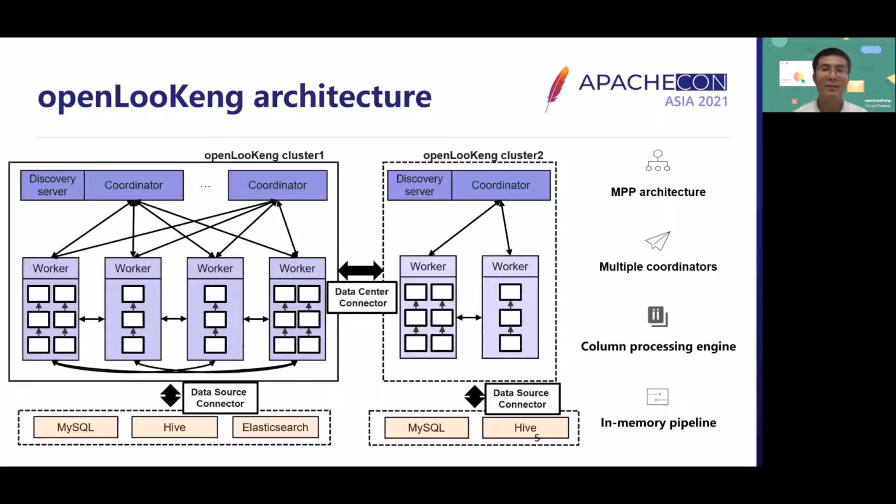So in general, OpenLooKeng is an MPP-like architecture with multiple coordinators to avoid the single coordinator failure problem. And we use the column processing engine to fully exploit the computation potential of the hardware. We also use in-memory pipelines to do the data processing to maximize the overall performance of the engine.